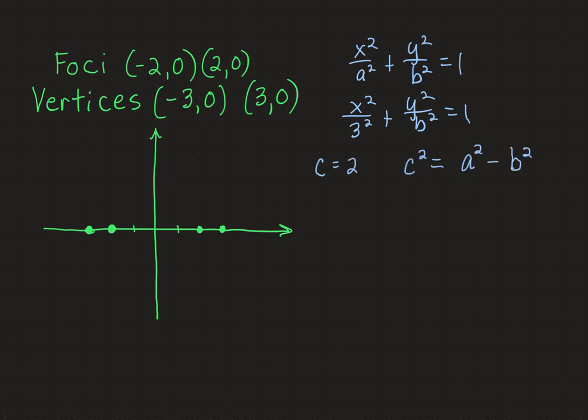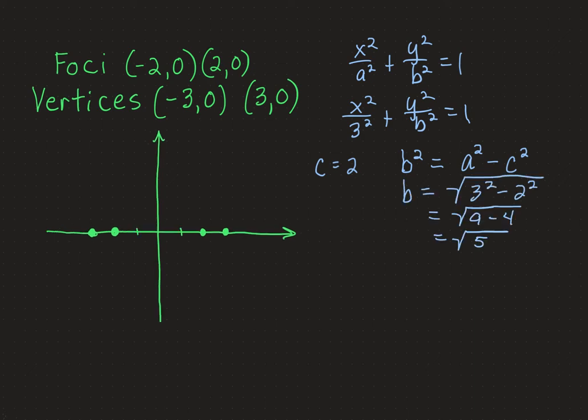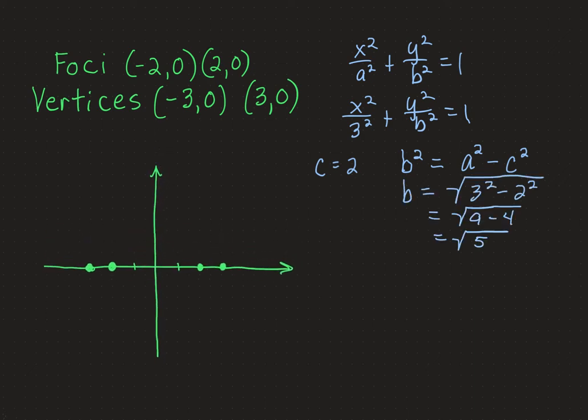We also know that c squared equals a squared minus b squared, and if we manipulate this by subtracting c from both sides and adding b to both sides, we get this equation, which we can solve for b. So let's make a little room and record that. So the endpoints of the minor axis are (0, negative square root of 5) and (0, positive square root of 5), as you see them graphed here. And then we can sketch the ellipse.